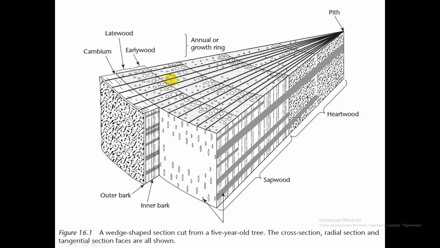Figure shows a wedge-shaped section cut from a 5-year-old tree, and it shows the way its cell structure is arranged. The cell structure has to meet the three functions given above.